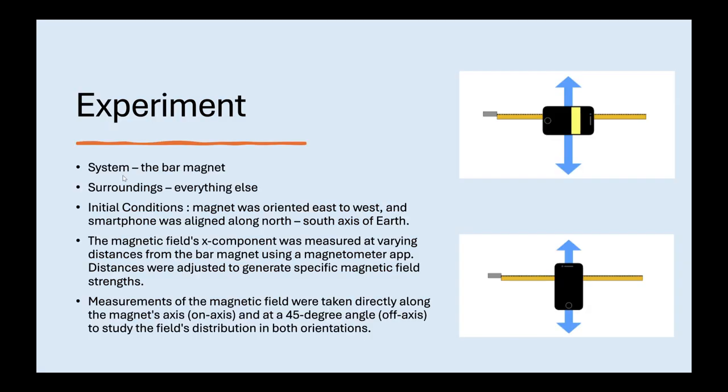The system in this experiment was a bar magnet, and the surroundings were everything else. And here are some of the details on how the experiment was conducted, with the initial conditions being that the magnet was east to west and the phone was north to south. And we measured on axis and at a 45-degree angle.